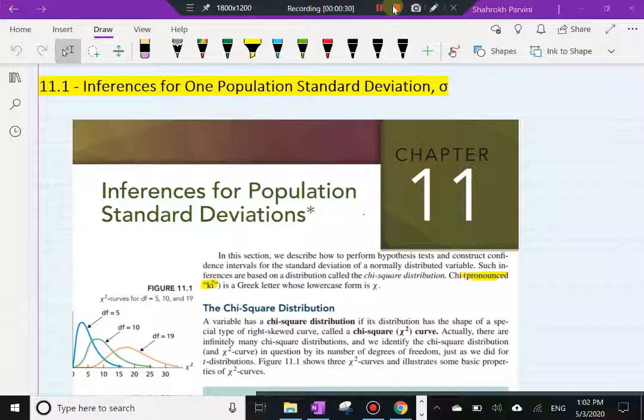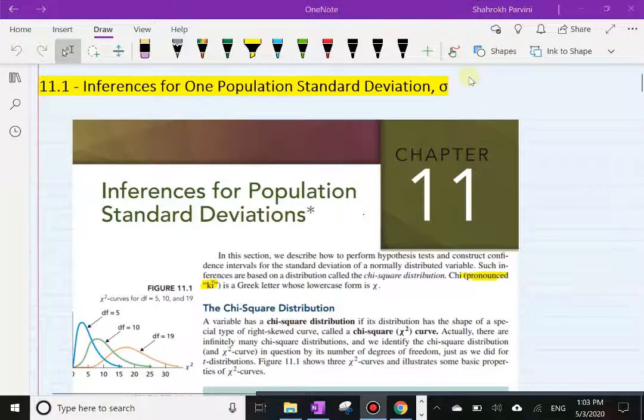We've done that for the mean in chapters 8, 9, and 10, which in chapter 10 we inferred to two population means. And we also did it in chapter 16 to multiple population means, of course. So in chapter 11 we want to do the same thing. That is, we want to do point estimation, confidence intervals, and hypothesis tests about sigma, the population standard deviation.